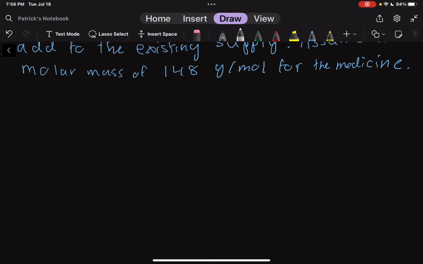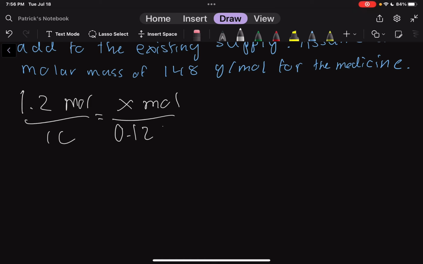We know that the final solution must have a molarity of 1.2 M, which is equal to 1.2 moles of medication in 1 liter of solvent, but the dose is only 120 milliliters, or 0.12 liters. To find out how many moles of solute must be in this dose following our concentration, we set up a ratio. 1.2 moles over 1 liter is equal to x moles over 0.12 liters. We cross-multiply and solve for x.